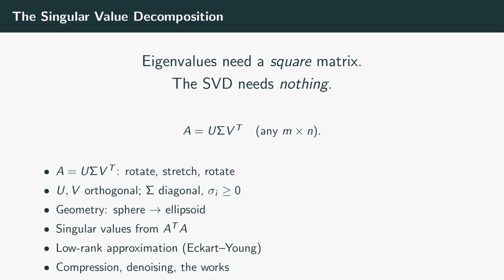We will build the SVD from the spectral theorem applied to A transpose A, read off where the singular values come from, and then reach the Eckart-Young theorem, the reason the SVD is the single most useful factorization in data science. Let's begin.